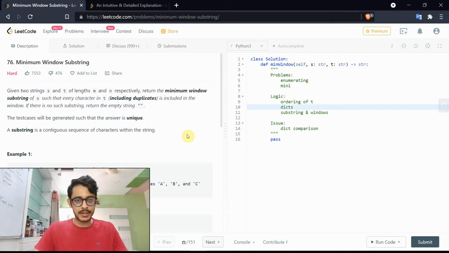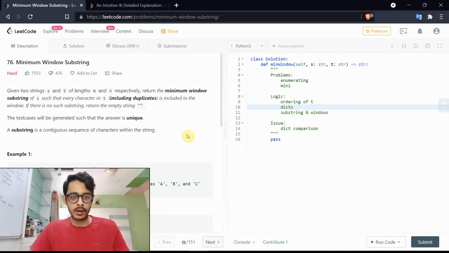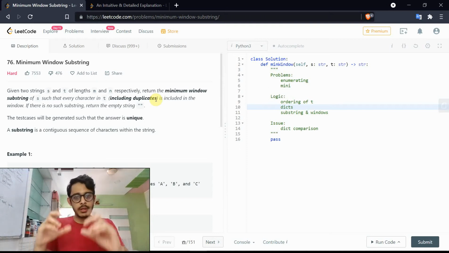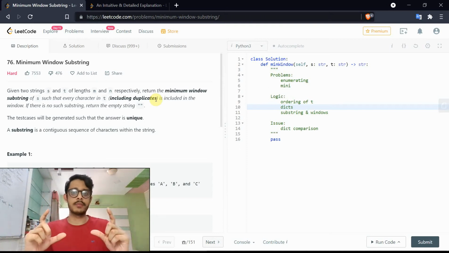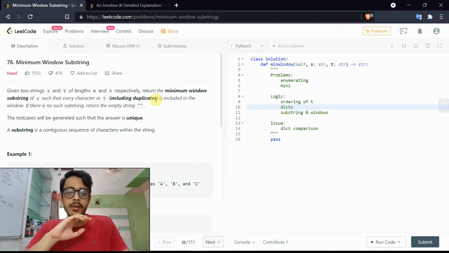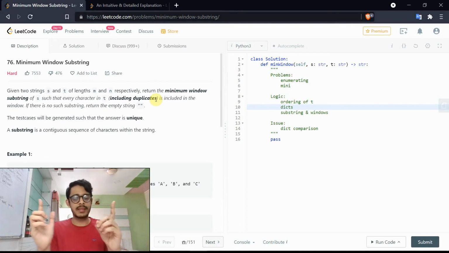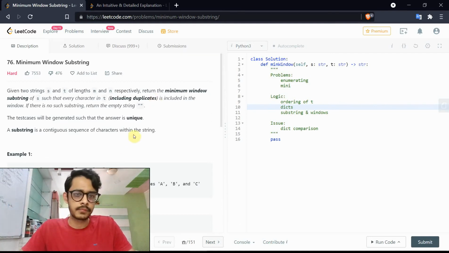Now you're given a certain condition saying that there are some characters in T, which could also be duplicates, and you have to ensure that you find a substring in S such that it contains all of the characters in T. Now this substring is not just any substring, but the minimum window substring, the minimum length substring.